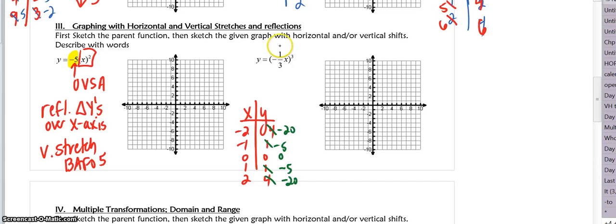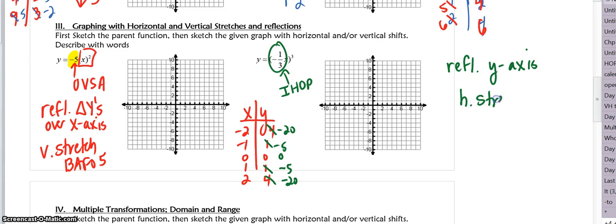Okay, this guy next door to it, notice that they're both on the inside, so these are both horizontal. You do the opposite of what it says. The negative says that it's a reflection over the y-axis because I'm going to multiply all my x's by a negative. And then remember, we do the opposite of what it says. It looks like we're going to shrink it because of the fraction, but remember, it's actually going to be a horizontal stretch, by a factor of 3.